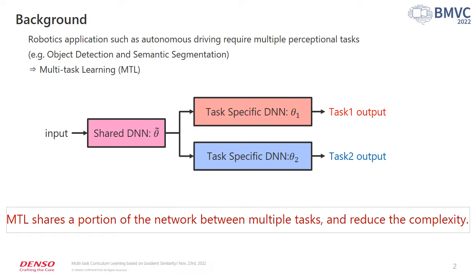First, background. For robotics applications like autonomous driving, several perceptual tasks are required. For example, object detection and semantic segmentation. If we have a separate model for each task, then it will be computationally complex. Multitask learning could be one approach to reduce the complexity. As shown in this figure, MTL shares a portion of the network between multiple tasks and can reduce the complexity.